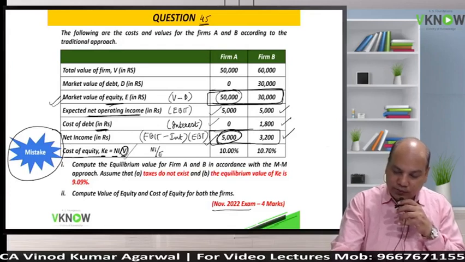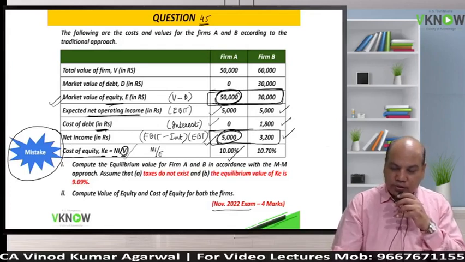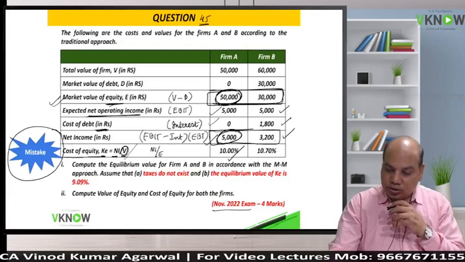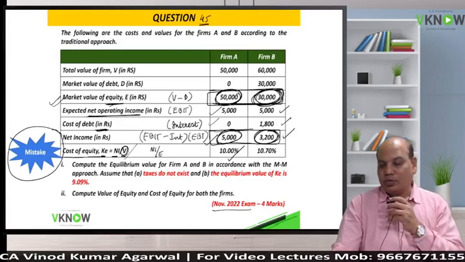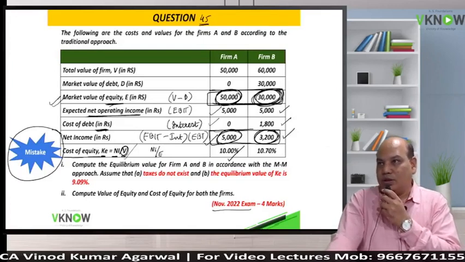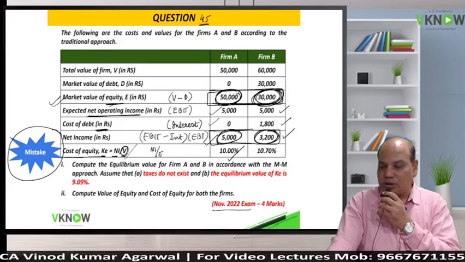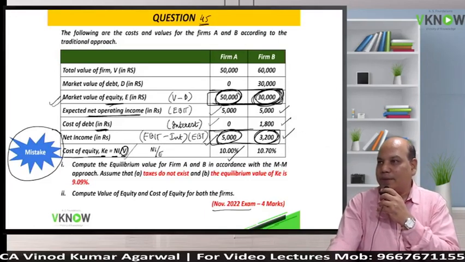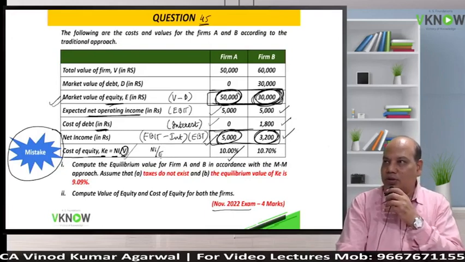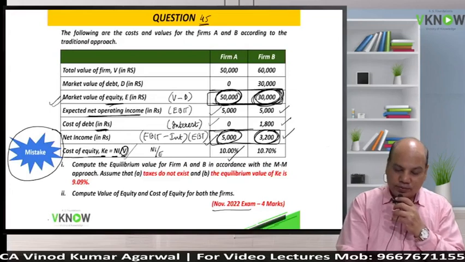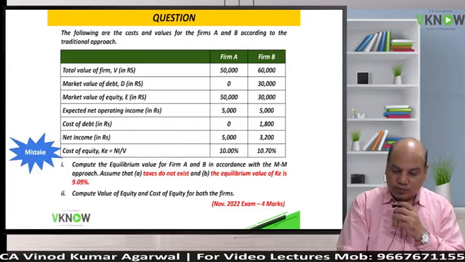5,000 divided by 50,000, how much? 10%. Then take on your calculator 3,200 divided by this 30,000. 10.66. So they have rounded off in 2 digits, 10.7%. Okay. So anyway, don't bother. Only this letter V should have been E. Okay. Let us go ahead. Most of the calculation they have done.